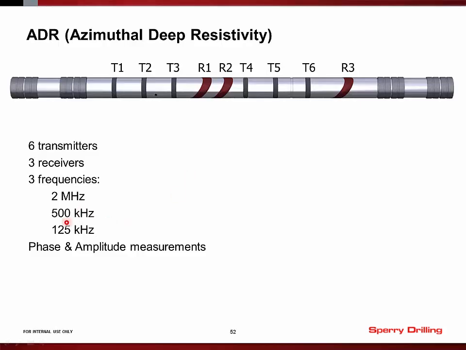So we pushed the frequency down as low as we could to help with that. But otherwise it works on the same principles of phase and amplitude measurements that I described earlier on. If you add up all the different combinations and permutations of spacings, frequencies, plus the azimuthal binning, that the tool divides up the azimuthal measurements into 32 sectors around the borehole, that gives us an enormous amount of information with which to make geosteering decisions.